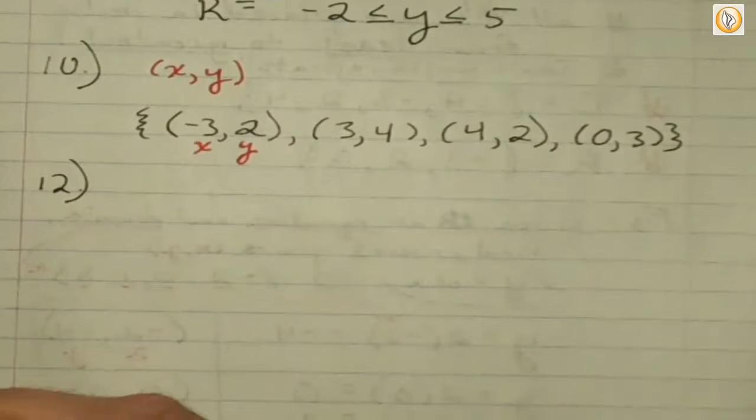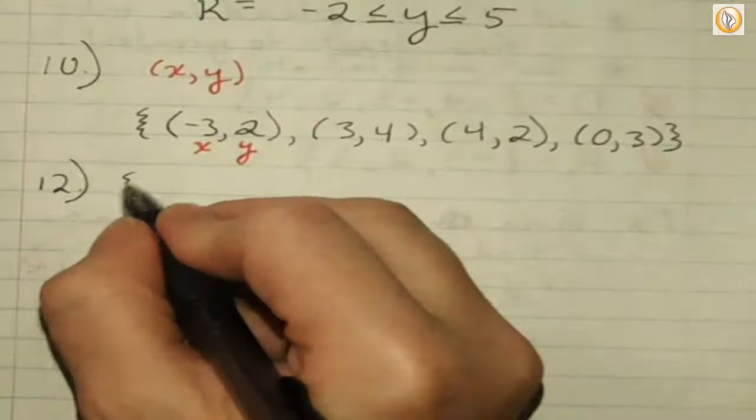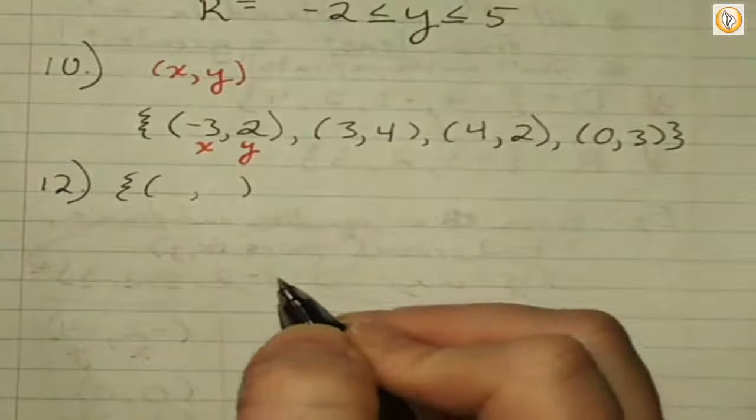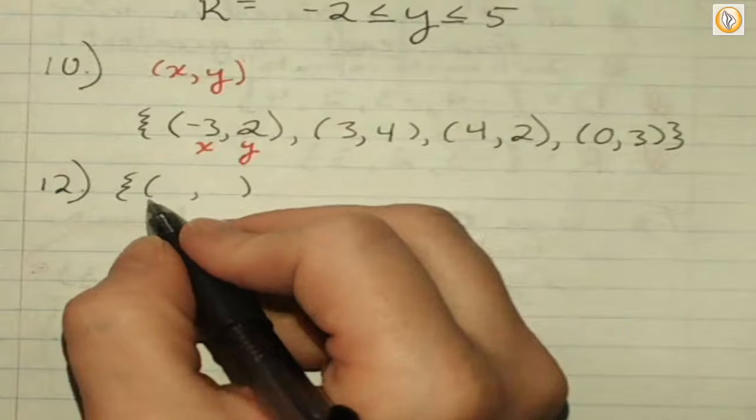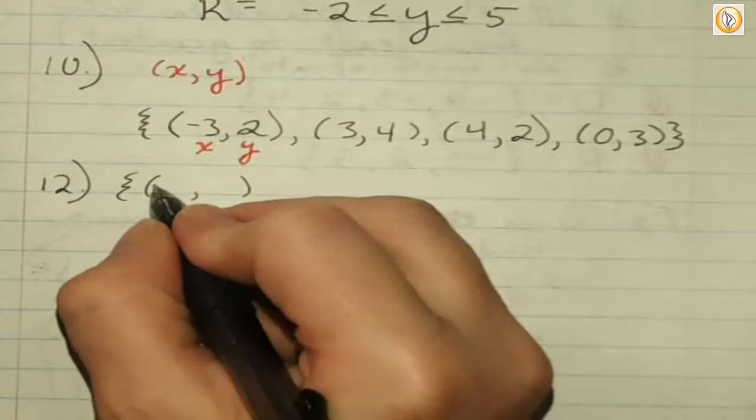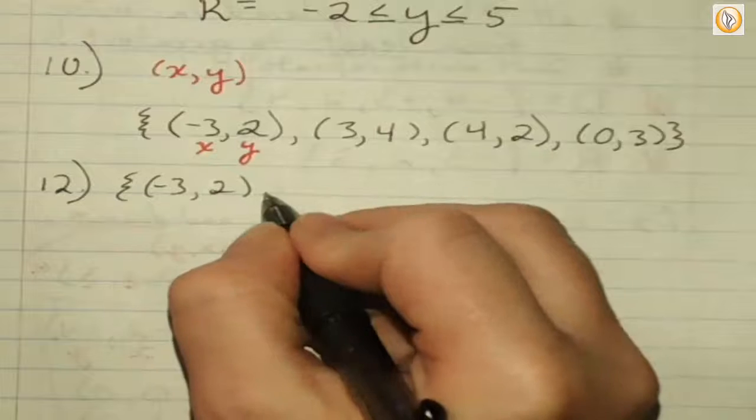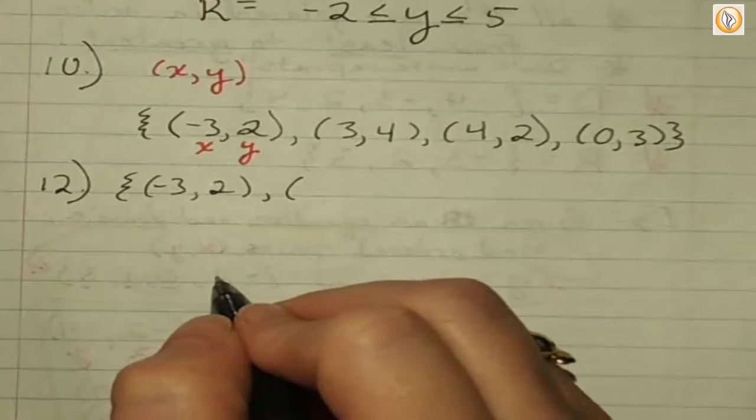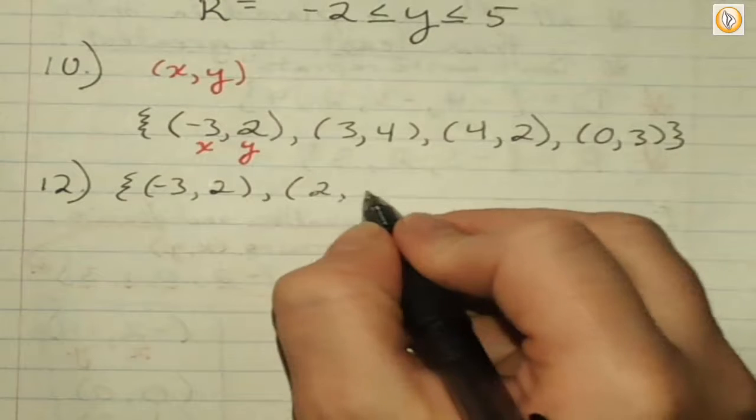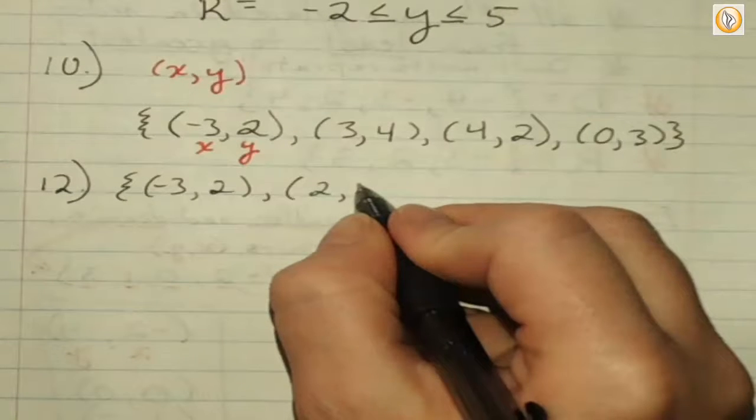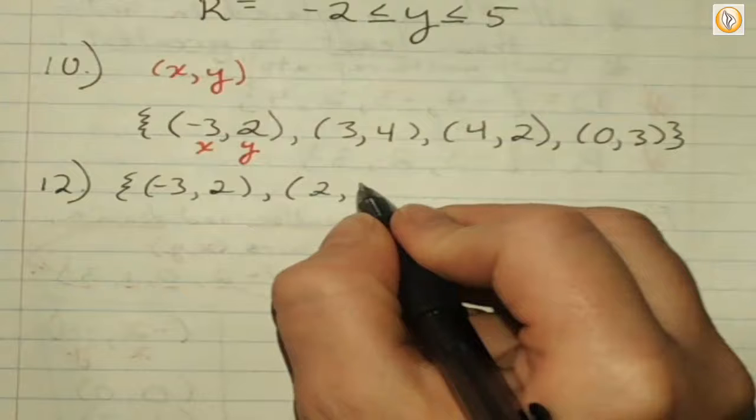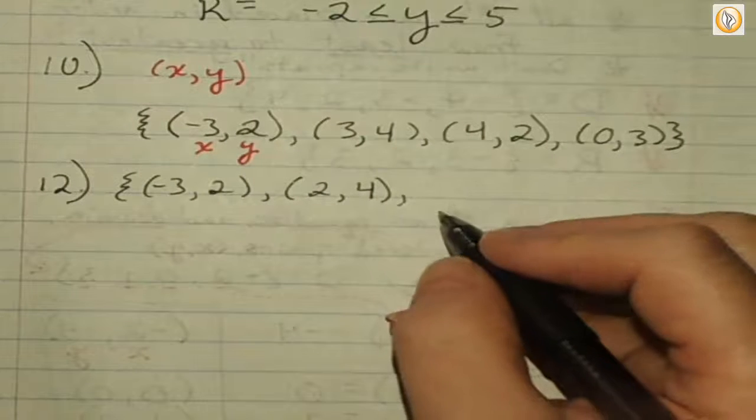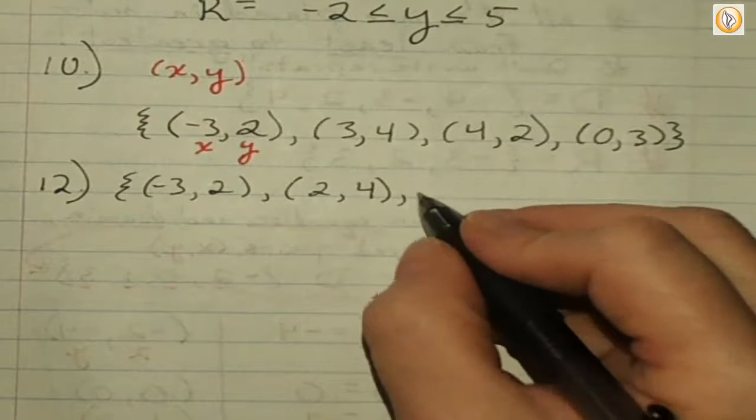All right, 12. Kelly, give me an ordered pair. 3. Nope. Oh, -3 and 2. -3 and 2. Yes. Natalia, you give me one. 2. And 5. Wait. 4. I mean 4. Be careful. Yes, ma'am. You too. Be careful with your counting, Kelly.